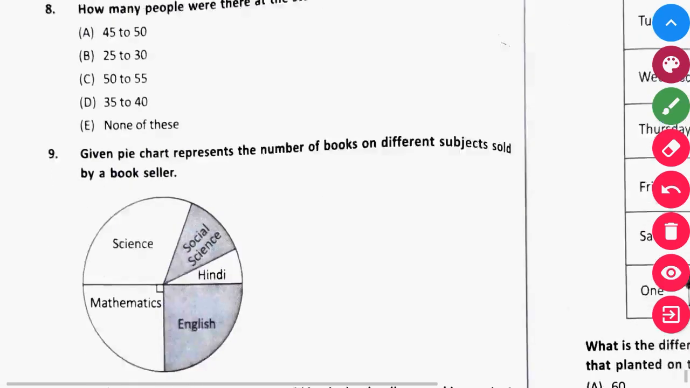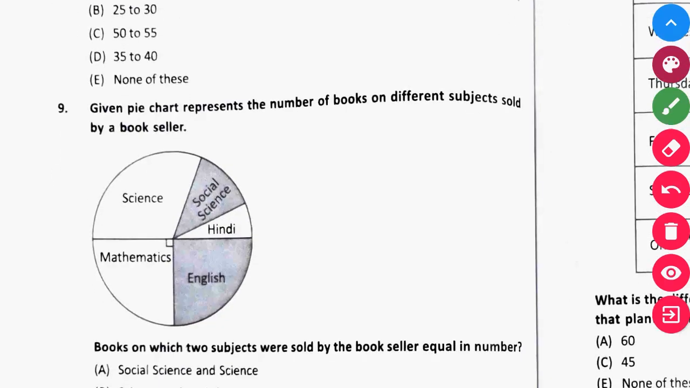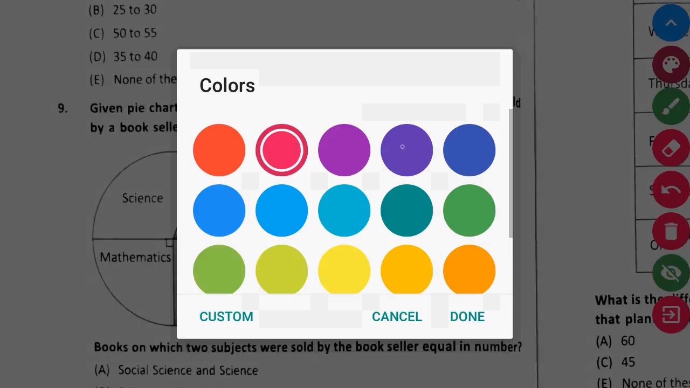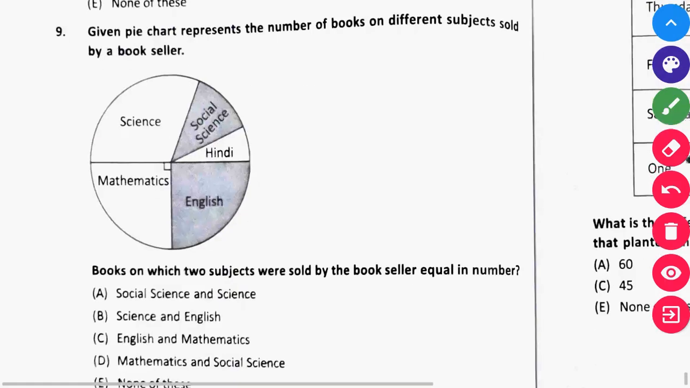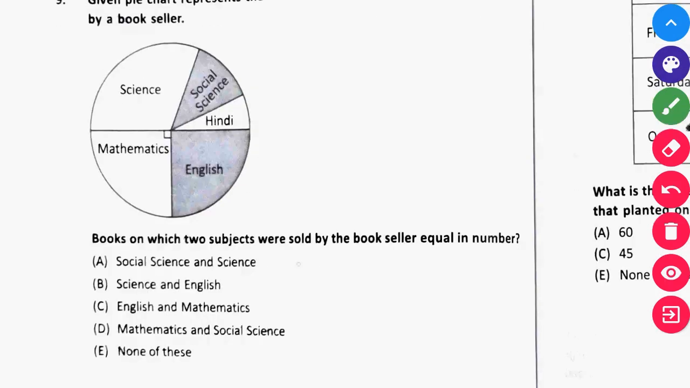Now the next chart is in the form of a pie chart. Now see, this pie chart represents the number of books on different subjects sold by the bookseller. Now he sold science, social science, Hindi, English and mathematics books. Okay. He sold these different kinds of books. Now the first question is, books on which two subjects were sold by the seller in equal number?